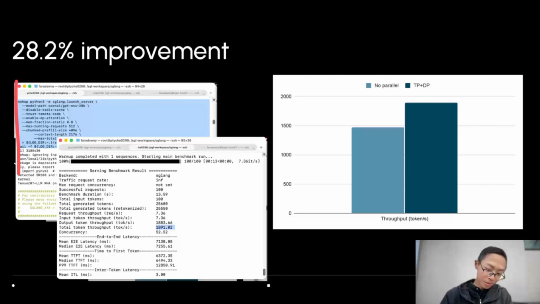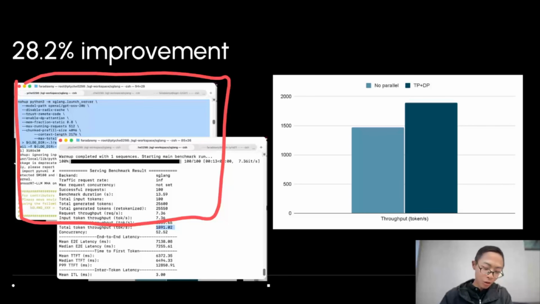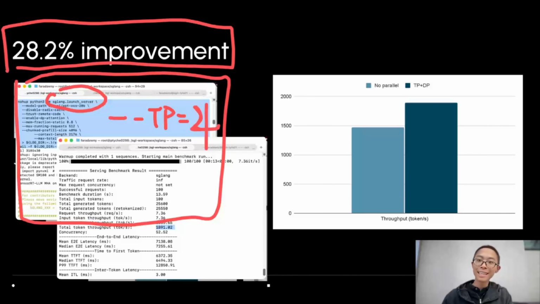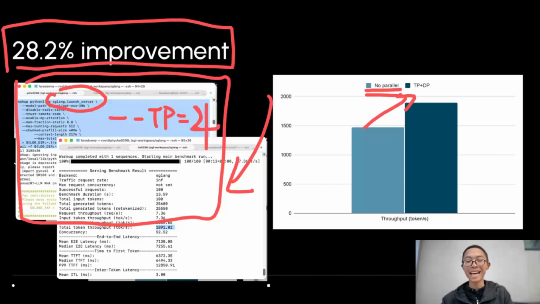How to execute those parallelism on your own? It's very simple. You just open one terminal and open the command of, say, SGLang, and then pass in --tp equals 2 or --tp equals 4 to turn on the tensor parallelism. So what will the improvement be? It's a 28% improvement versus the no-parallelism baseline. And you can try this on your own. All the commands are attached below.